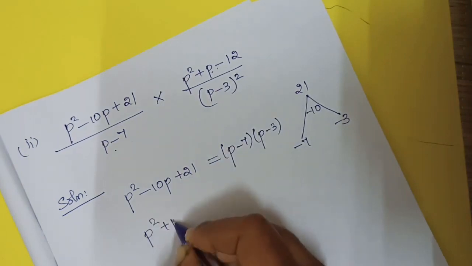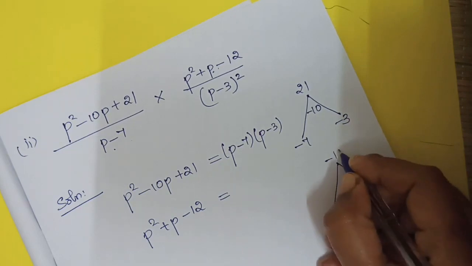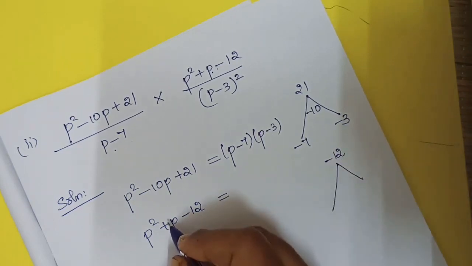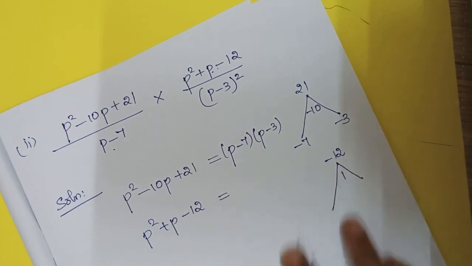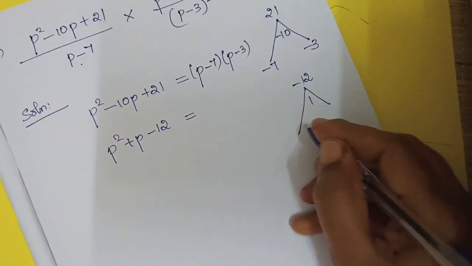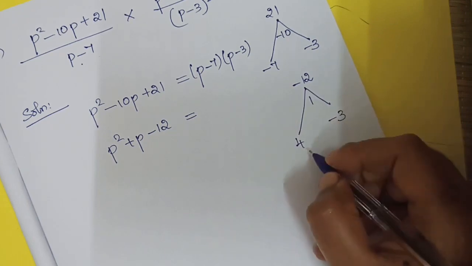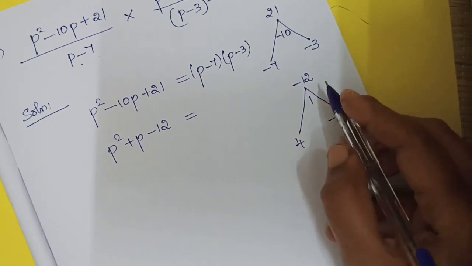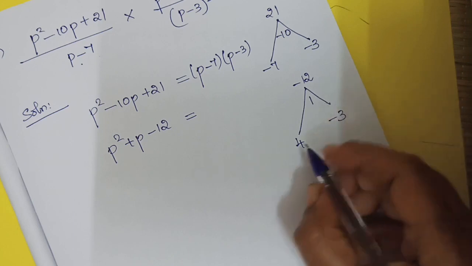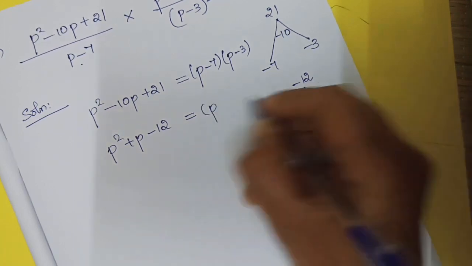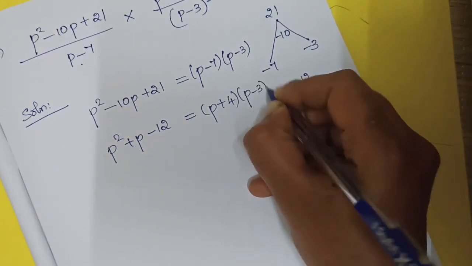So p square plus p minus 12 equal to, minus 12 and here 1. Simply p means 1p. So 1. What is the possibility? 4 and minus 3. Is it correct? 4 into minus 3 is minus 12, and 4 minus 3 is 1. So here p plus 4 and p minus 3.